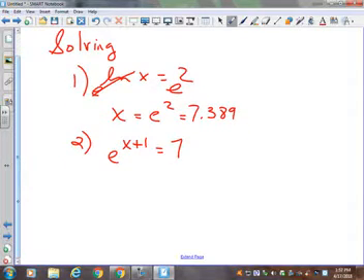Now, you have to decide sometimes, can I get rid of adding, subtracting, multiplying, dividing? If it's in the exponential, you can't get rid of that adding first. You've got to get rid of the exponential first. If this plus 1 was beside it and not up there in the power, I'd get rid of that plus 1 first. Does that make sense? I can't subtract 1 from both sides because it's in the power.